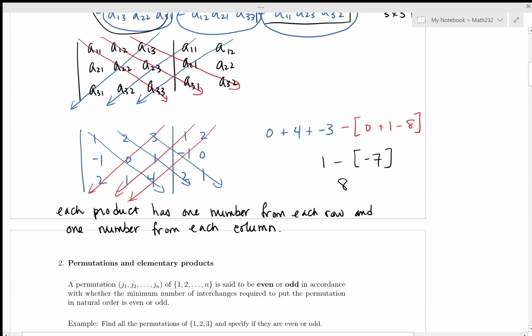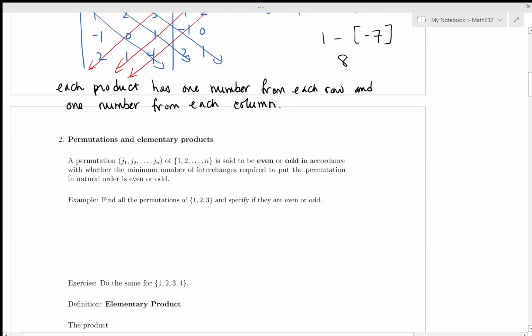Okay, now I'm going to introduce an idea, and this idea is important in the sense that this is the definition. We're going to use this idea of permutations as the definition of the determinant. A permutation is simply a rearrangement of the numbers that we have, and permutations are divided into even or odd in accordance with whether the minimum number of interchanges required to get it back to the original order is even or odd.